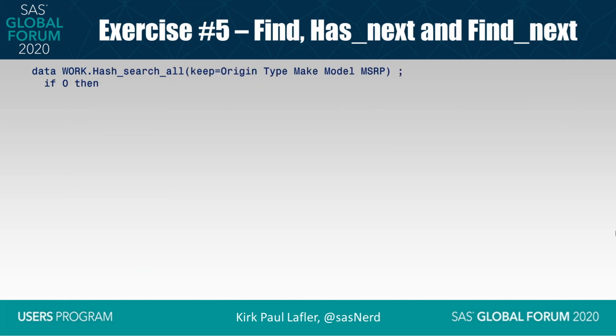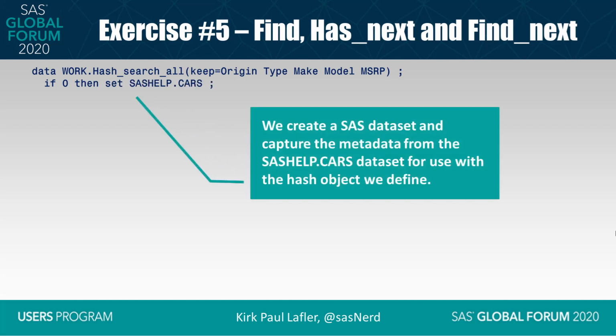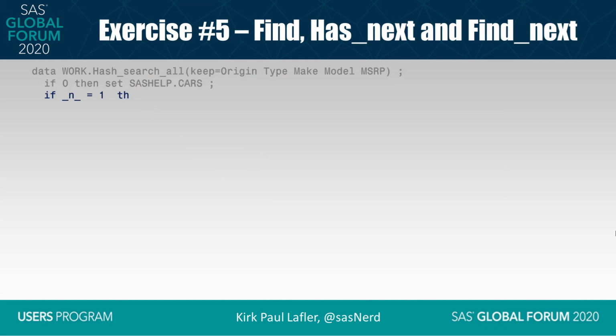Now the code itself, the font I use is a little bit small, but I wanted to try to get it all on one slide rather than bounce it across 2 or more slides. So I apologize for the size of the font that's being used here, but I just want to go over what the code is. First thing we want to do, we want to create a data set to store our results to, and then we want to capture the metadata from the SASHELP.CARS.